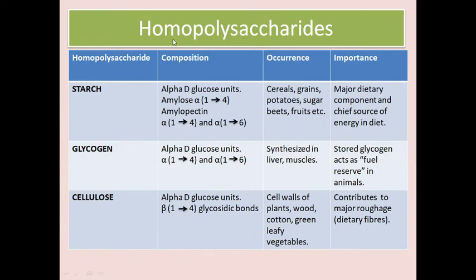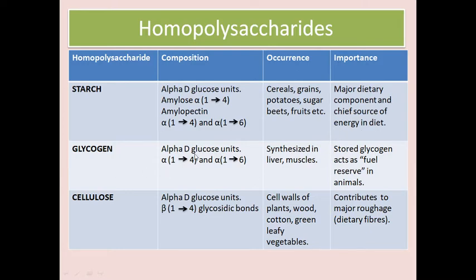Some of the features of homopolysaccharides: starch is made up of glucose units. Mainly it has amylose and amylopectin. Amylose means alpha 1,4 linkage. Amylopectin contains alpha 1,4 and alpha 1,6 linkage. It is present mainly in cereals, grains, potatoes, sugar beets, fruits, etc. The main importance of starch is that it acts as a major dietary component and chief source of energy in the diet.